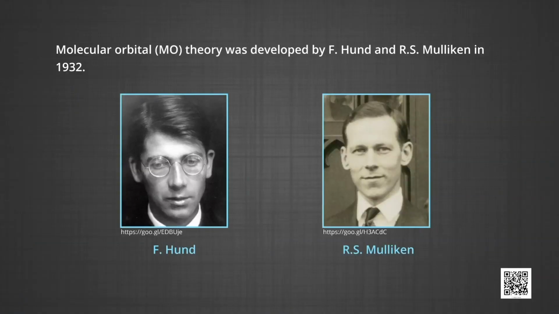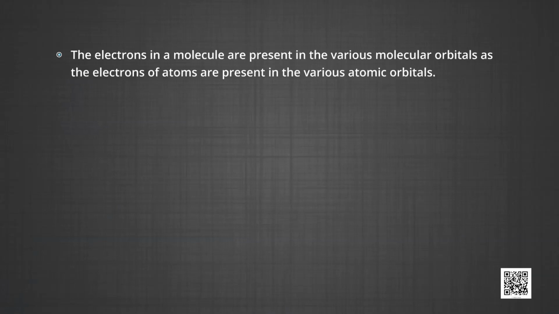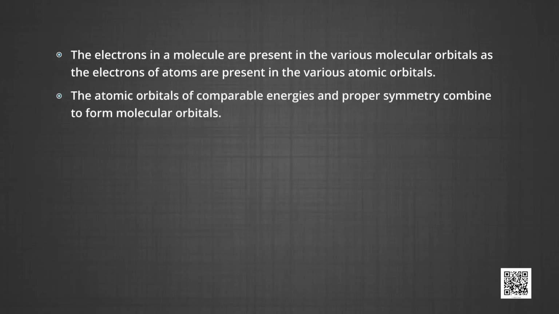First of all, molecular orbital theory. Molecular orbital, that is MO, theory was developed by F. Hund and R. S. Mulliken in 1932. The salient features of this theory are: the electrons in a molecule are present in the various molecular orbitals, as the electrons of the atoms are present in the various atomic orbitals. The atomic orbitals of comparable energies and proper symmetry combine to form molecular orbitals.